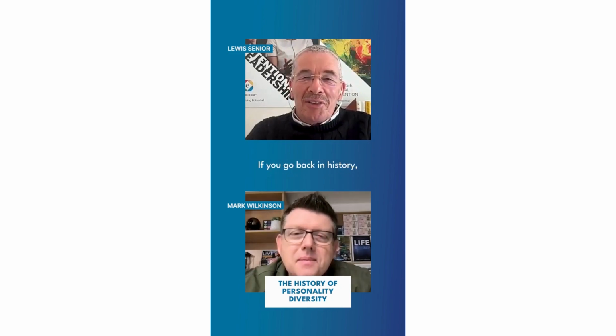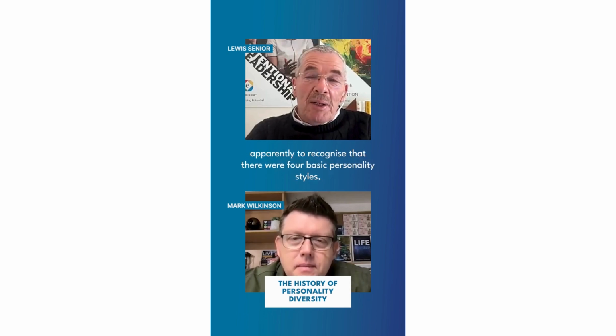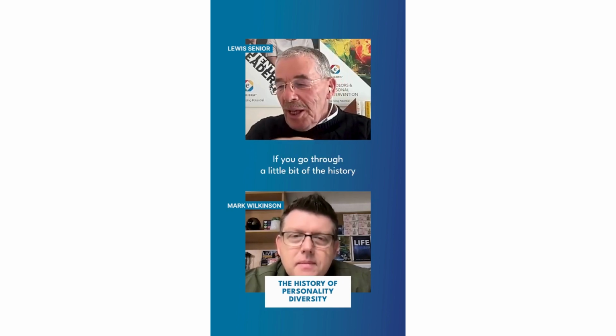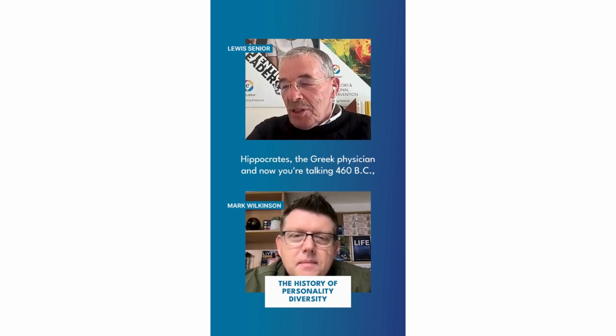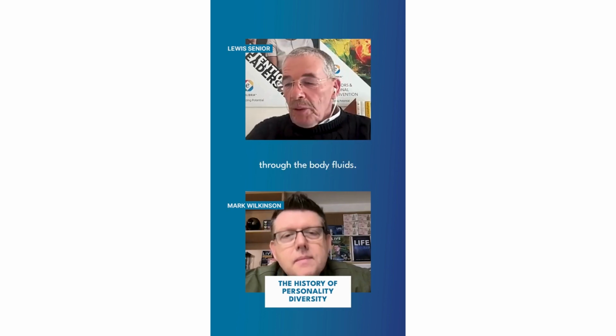If you go back in history, the Chinese about 4,000 years ago were the first people apparently to recognize that there were 4 basic personality styles, which they just classified as earth, wind, fire, and water. If you go through a little bit of the history, Hippocrates, the Greek physician, and now you're talking 460 BC, he actually related the different personality styles through the body fluids.